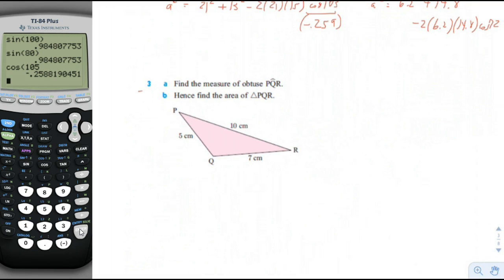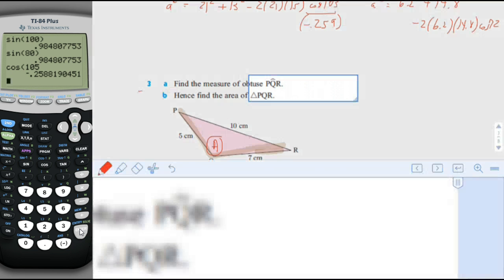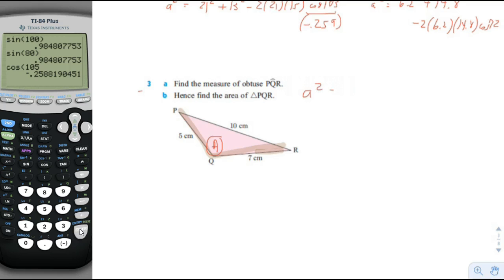Number 3. Find the measure of the obtuse angle PQR. So PQR would be this angle. Find the measure of this angle. Let's say this angle is A. We can still use the cosine rule to do this because we know everything except for A. So we could do A squared equals b squared plus c squared minus 2bc cosine of capital A. So the a squared is going to be that, and these are going to be b and c. Doesn't matter which is which.